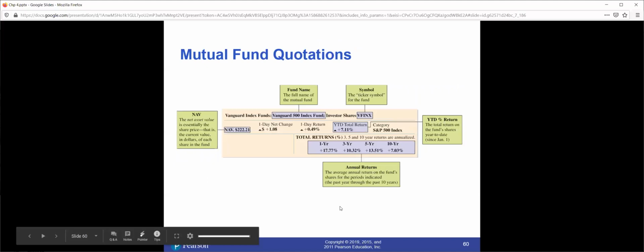Mutual fund quote shown here. Again, pause the video. You hear me saying that a lot. Take a look. Make sure you understand what's going on with all this information. Hopefully you can understand it, given what we've talked about so far in class.